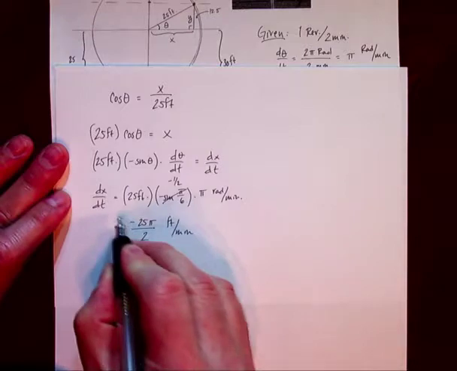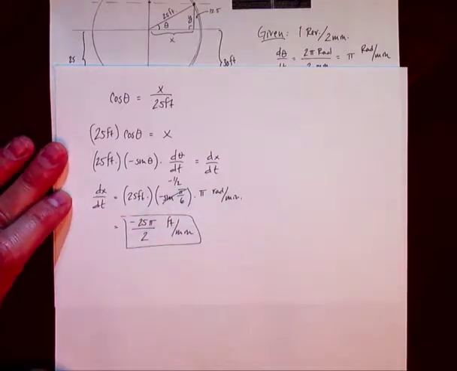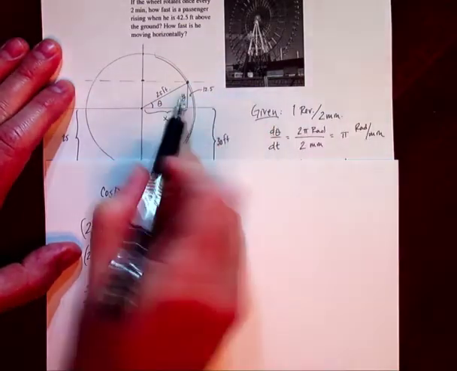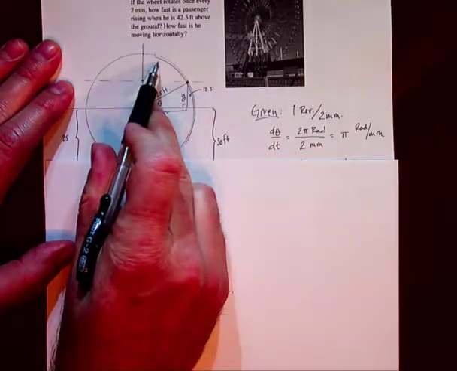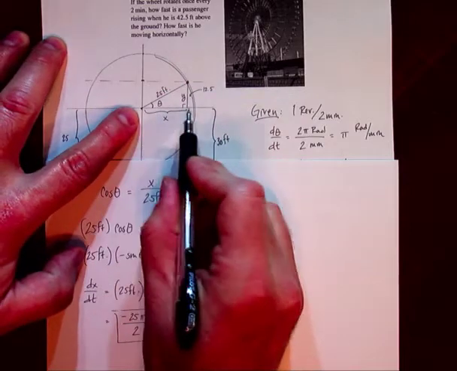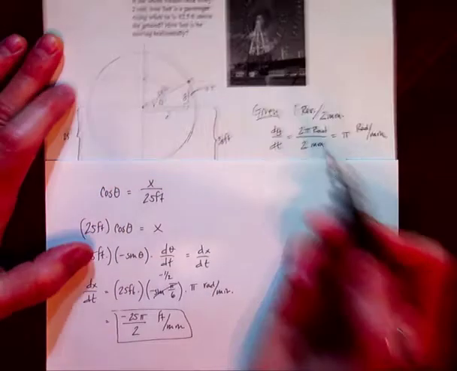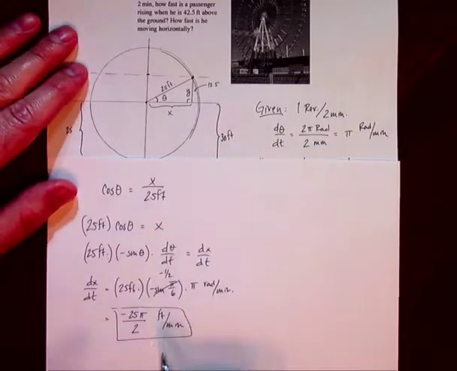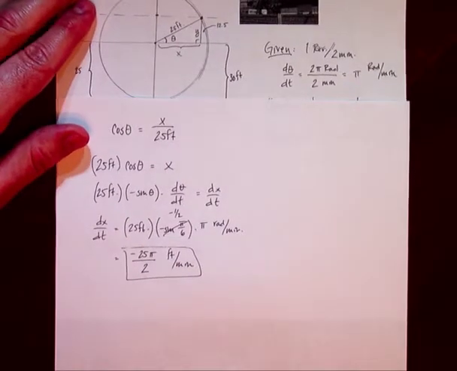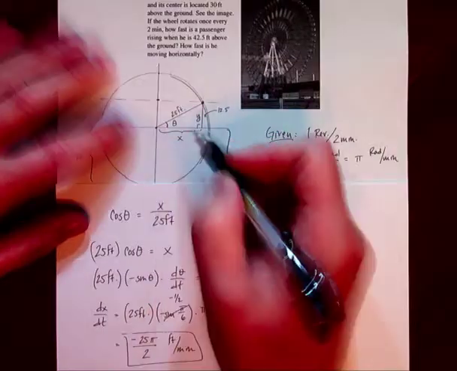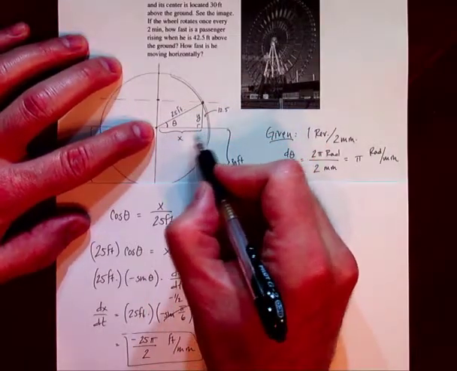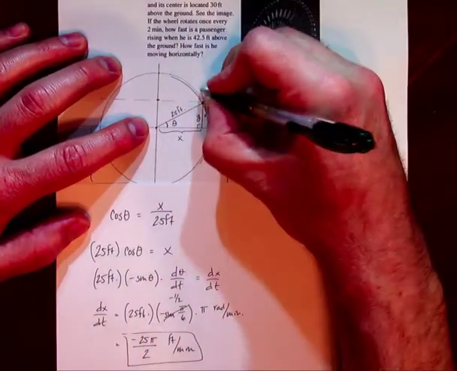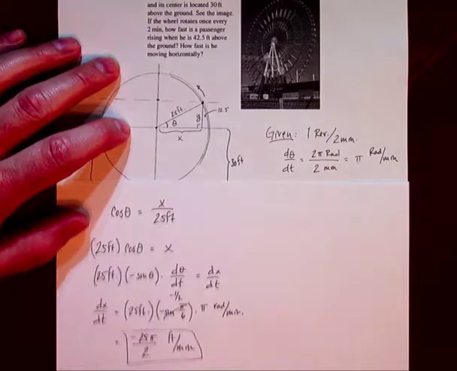Now, why is this one negative? Well, it's negative because we've designated this as the center, and as somebody swings around this way, x is shrinking. So in the real sense, he's not going at a negative rate. He's going 25 pi over 2 feet per minute. But in terms of the way that we've set it up, our x value in this particular scenario is shrinking as the guy goes around that way.